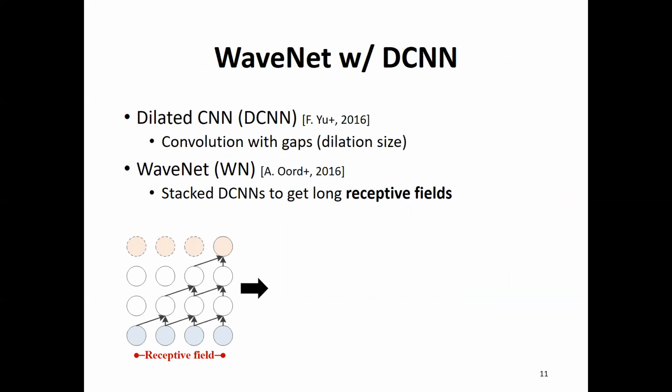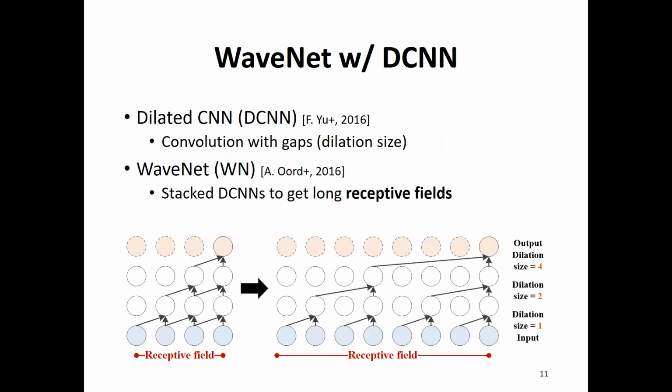The first CNN-based model to achieve state-of-the-art performance is WaveNet. WaveNet adopts dilated convolutional neural networks (DCNN) to enlarge the receptive field efficiently.